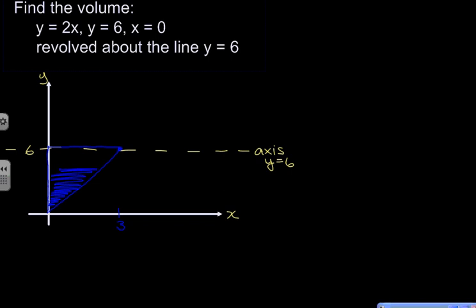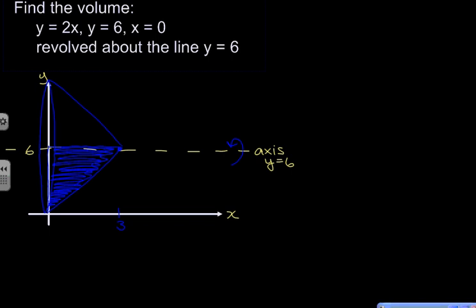So here is our shaded region, and we're going to take this and we're going to revolve it about the line y equals 6. So now if we sketch our picture of our solid, we end up with this cone shape figure.